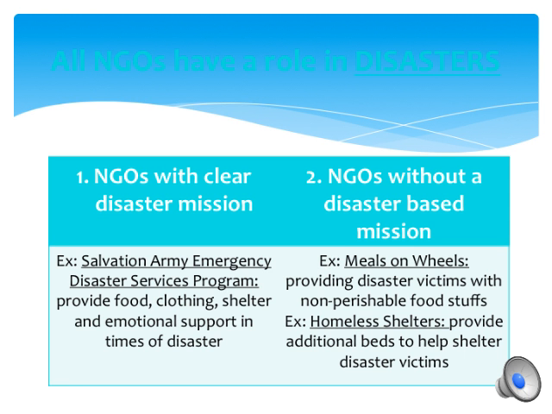All NGOs have a role in disasters, whether or not they have a specified or clear disaster mission. Meals on Wheels is an example of an NGO without a disaster-based mission that generally provides non-perishable foodstuffs to its participants. During a disaster, this NGO can be expanded to utilize its pre-established mechanisms to provide food to disaster victims. Similarly, homeless shelters are another example of an NGO without a disaster-based mission, but in the wake of disasters can provide additional beds to help shelter those who need assistance. The Salvation Army Disaster Services Program, on the other hand, is an NGO with a clear disaster mission that provides food, clothing, shelter, and emotional support in times of disaster.